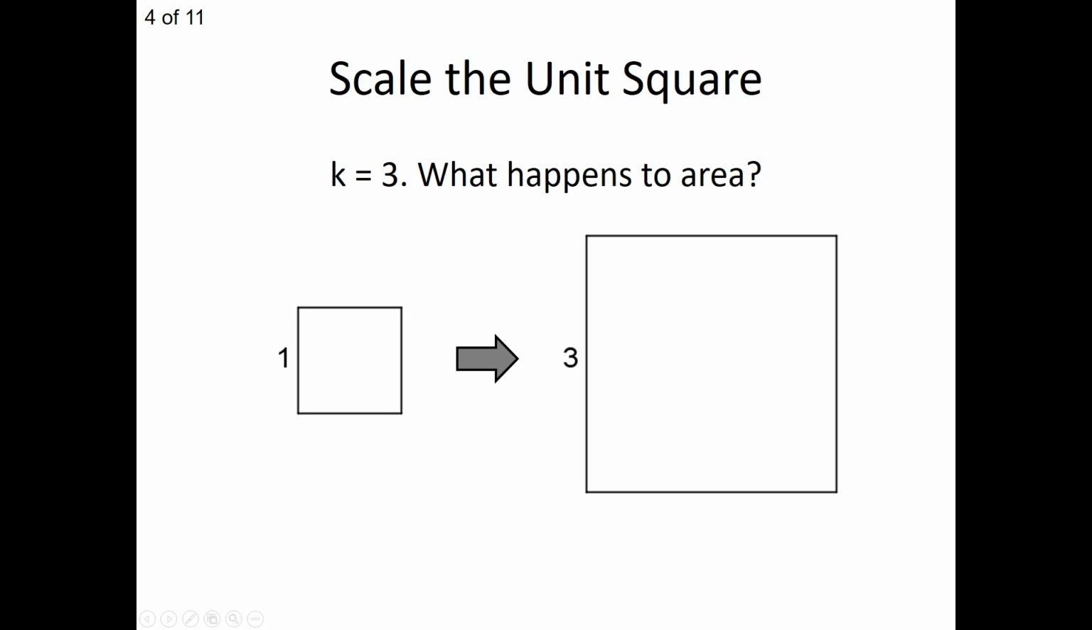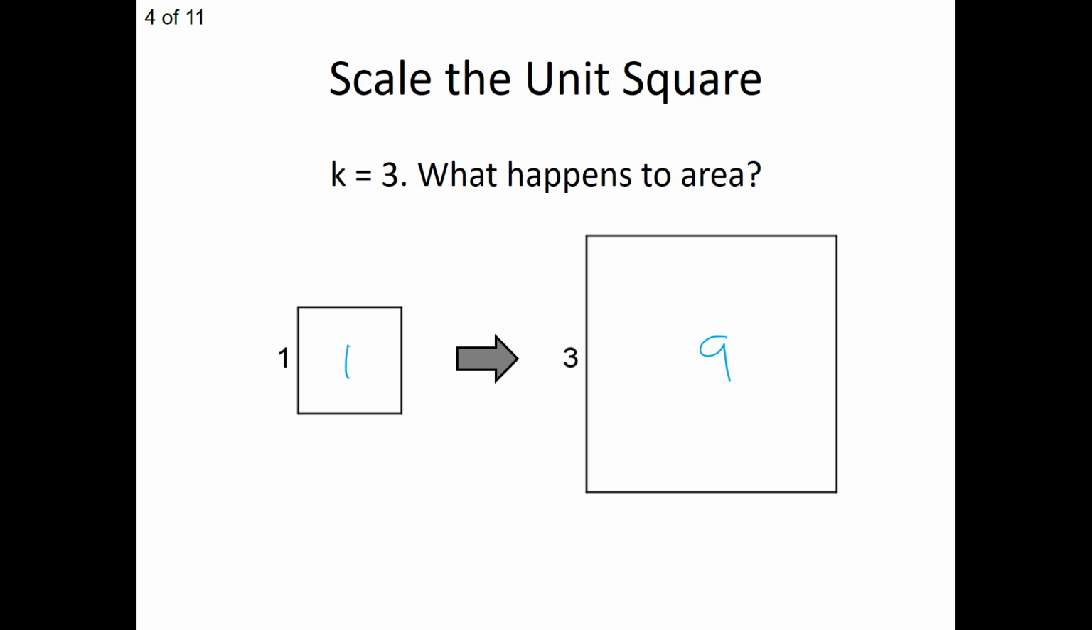Let's say I give you a square. That first square has a side length of 1, and we scale it to a side length of 3. So our scale factor K is equal to 3. Let's observe what happens to the area. The area of our first square is 1 squared, which is 1. The area of our second square is the side length squared, which is 3 squared, or 9. Our goal then is to see what the relationship is.